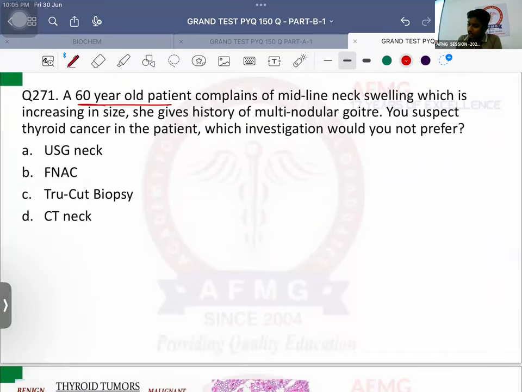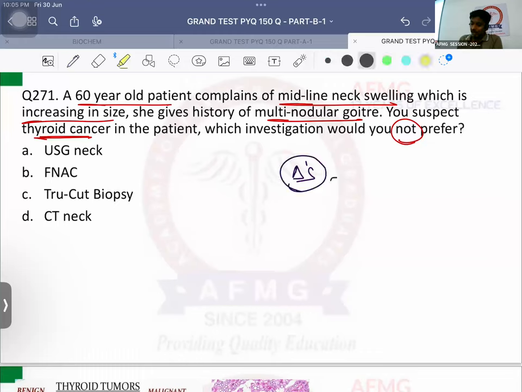Question number 271. A 60-year-old patient complains of midline neck swelling, which is increasing in size. She gives history of multinodular goiter. You suspect thyroid cancer in the patient. Which investigation would you not prefer for diagnosis? Patient more than 50 years of age. Okay, patient having multinodular goiter in the history. It is a case of which thyroid cancer?